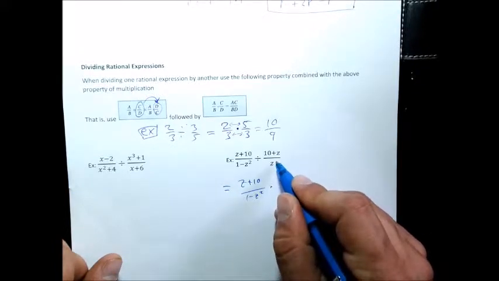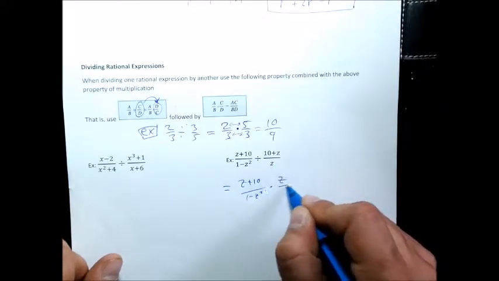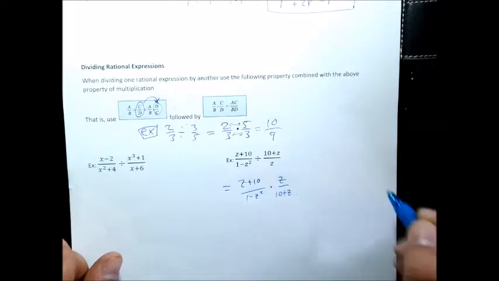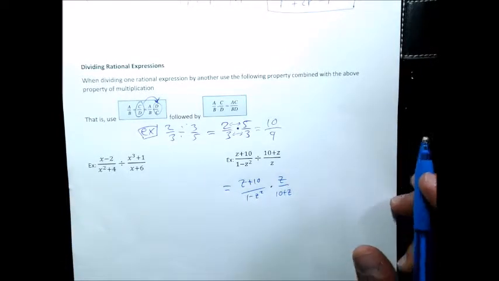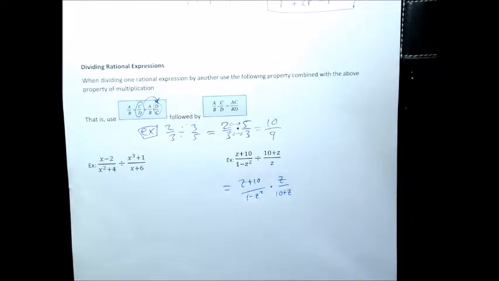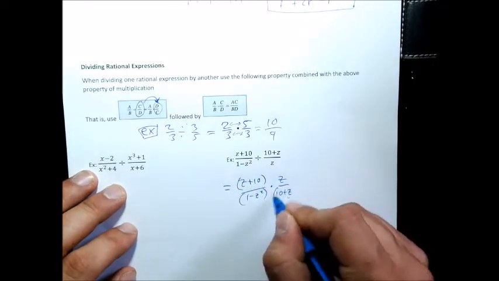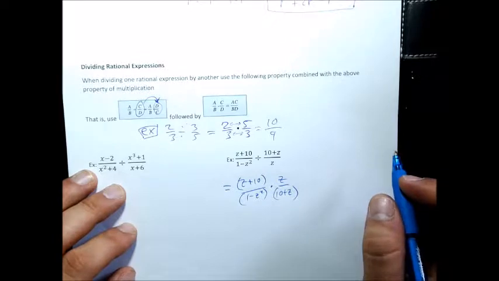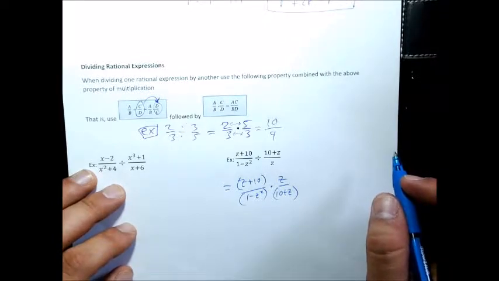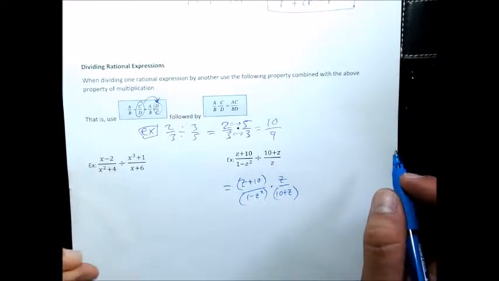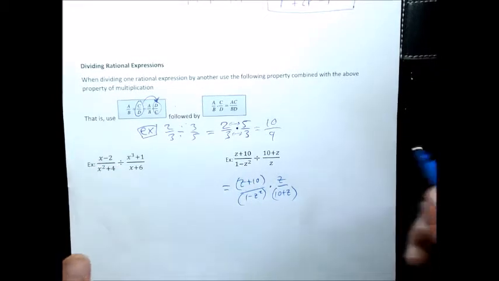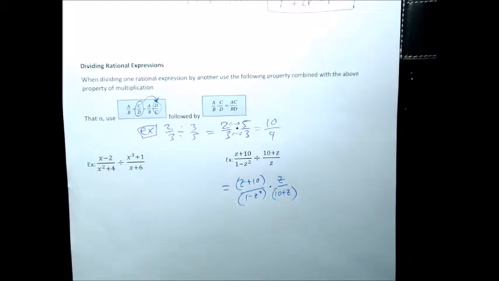So 10 plus z over z becomes z over 10 plus z. We just flip that one over. And we're multiplying. We're now multiplying straight across. And so we can go ahead and FOIL. But before I FOIL, I'm just wondering if anyone sees something else we might do.